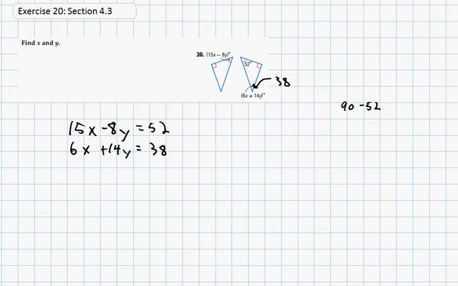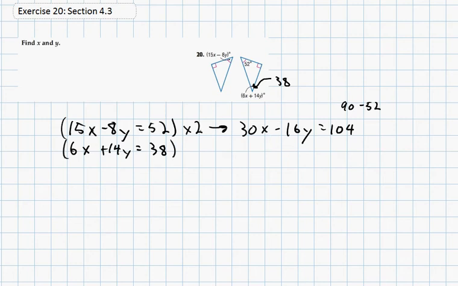So now I've got two equations and two unknowns. This is not one that you would want to easily use the substitution method. So what we're going to do is try to get the number in front of one of the variables to be the same, but with just a different sign. So in this case, I'm going to take both of these equations and get them to 30. I'm going to multiply this by 2. That gives me 30x minus 16y equals 104.